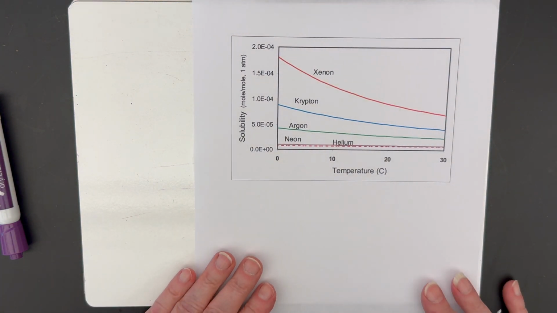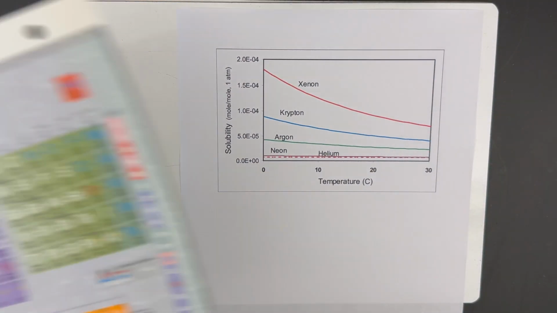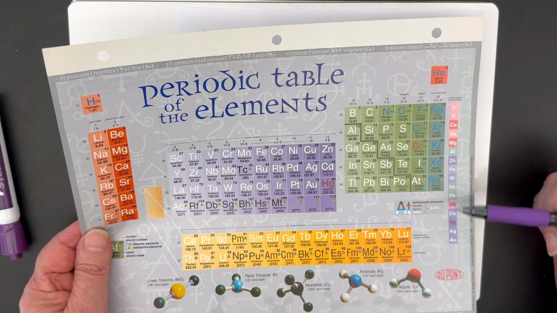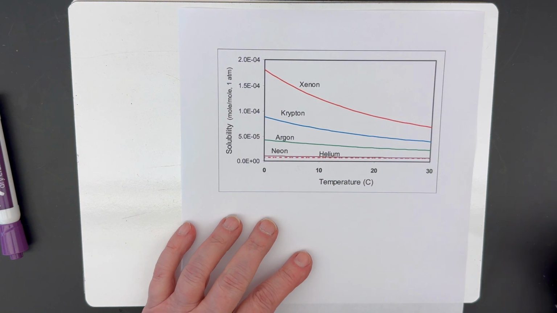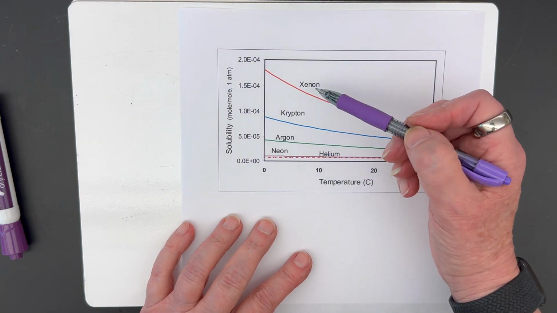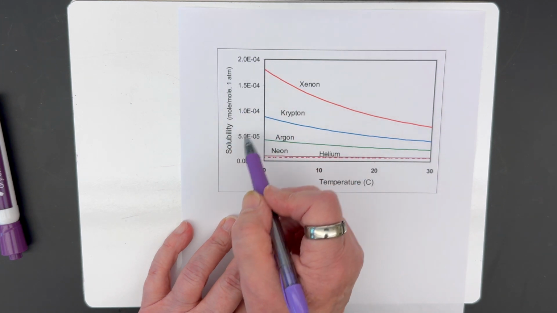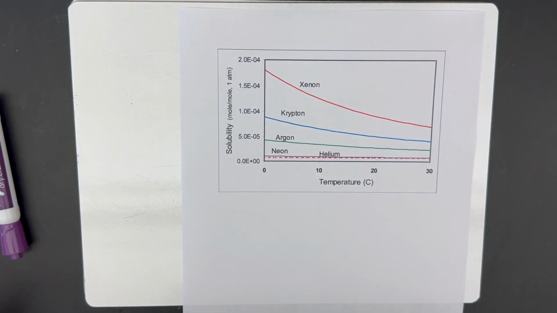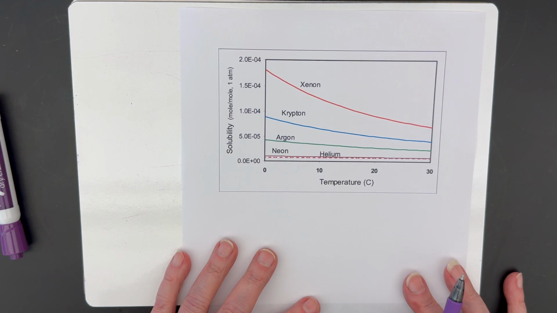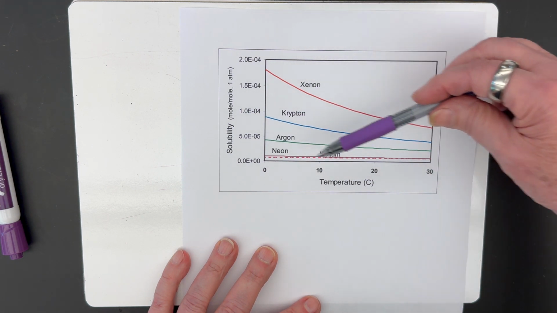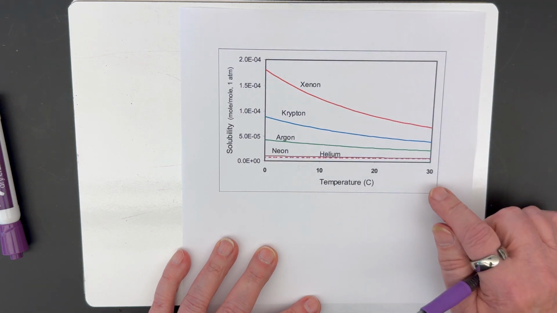This is a graph that shows the noble gases. So the noble gases are over here: neon, argon, krypton, xenon, radon. And notice that as the gas gets bigger, it's a little bit more soluble. Now, this solubility is very low compared to the solid solutes. Gaseous solutes have a much lower solubility, but notice that all of them are dropping as the temperature increases.